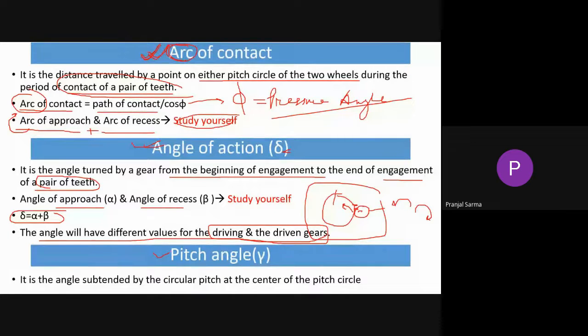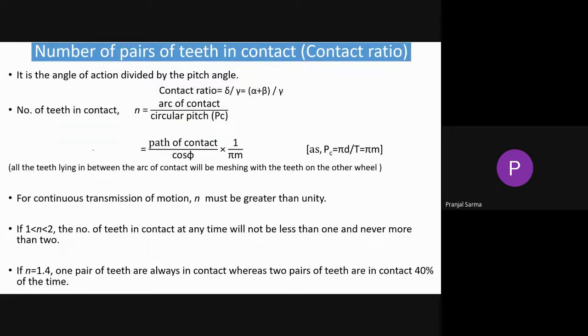Then we also have the pitch angle. This is the angle that is subtended by the circular pitch at the center of the pitch circle. Mostly the path of contact, arc of contact, and pressure angle are going to be very important when you solve problems. Similarly, the angle turned by the gear during the course of engagement is also important. Understood? Any confusion up to this much?